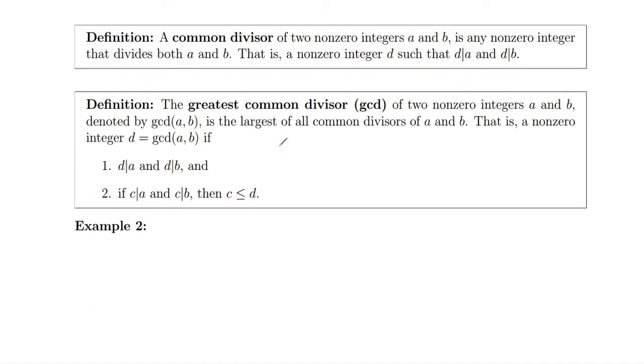Okay, and then the greatest common divisor of two non-zero integers a and b, we denote that by the GCD of a and b, and it's the largest of all common divisors of a and b. In other words, you're still looking for this same common divisor d, so you want to satisfy this first condition, but you also want to satisfy this other condition, which says if you find another common divisor of a and b, let's call it c, then c would have to be less than or equal to d. And this d here is the GCD. We denote the GCD like this.